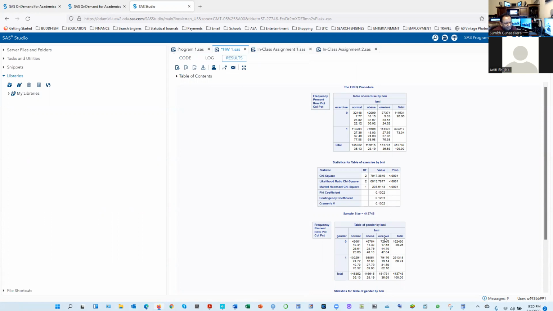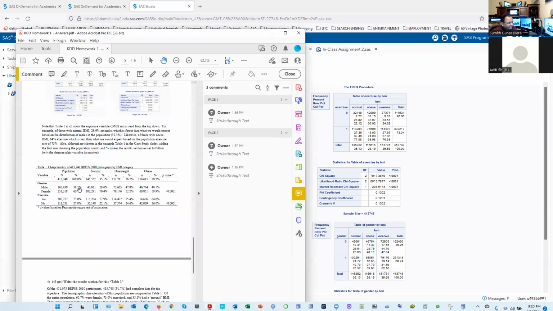Then we can see normal and male. Fill this out: 43061. Then obese and male, 46764. Doesn't matter wherever it is, but make sure you put it in the right cell, 46764, and their corresponding percentage. Then that one, 46764.